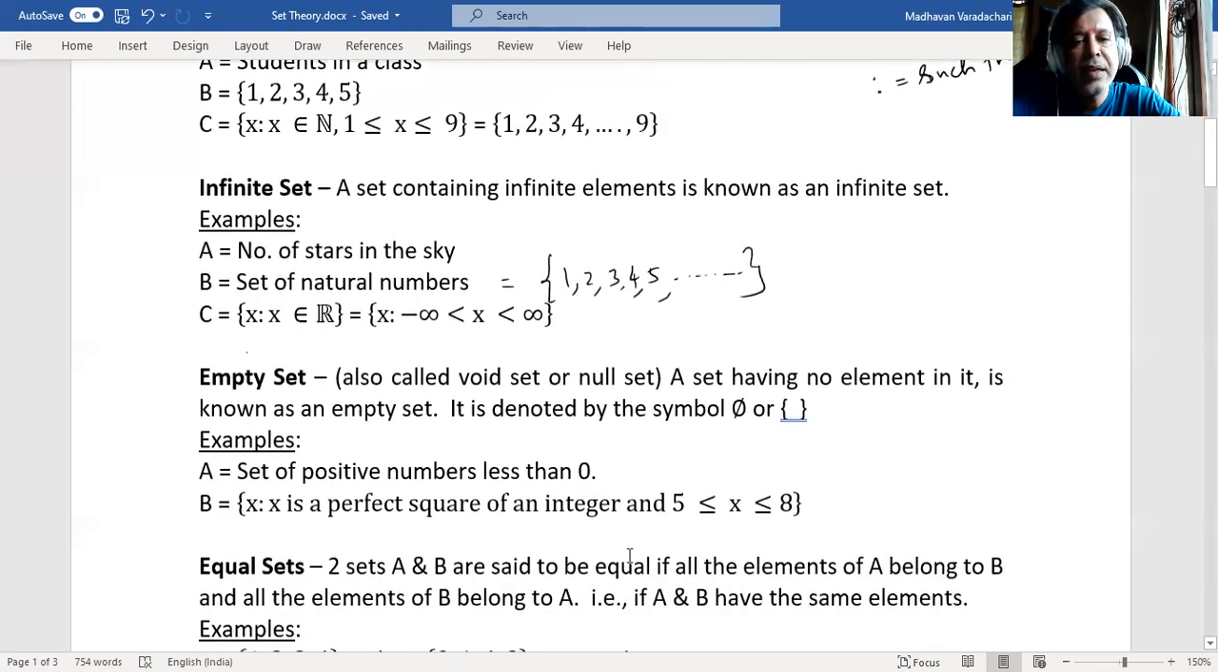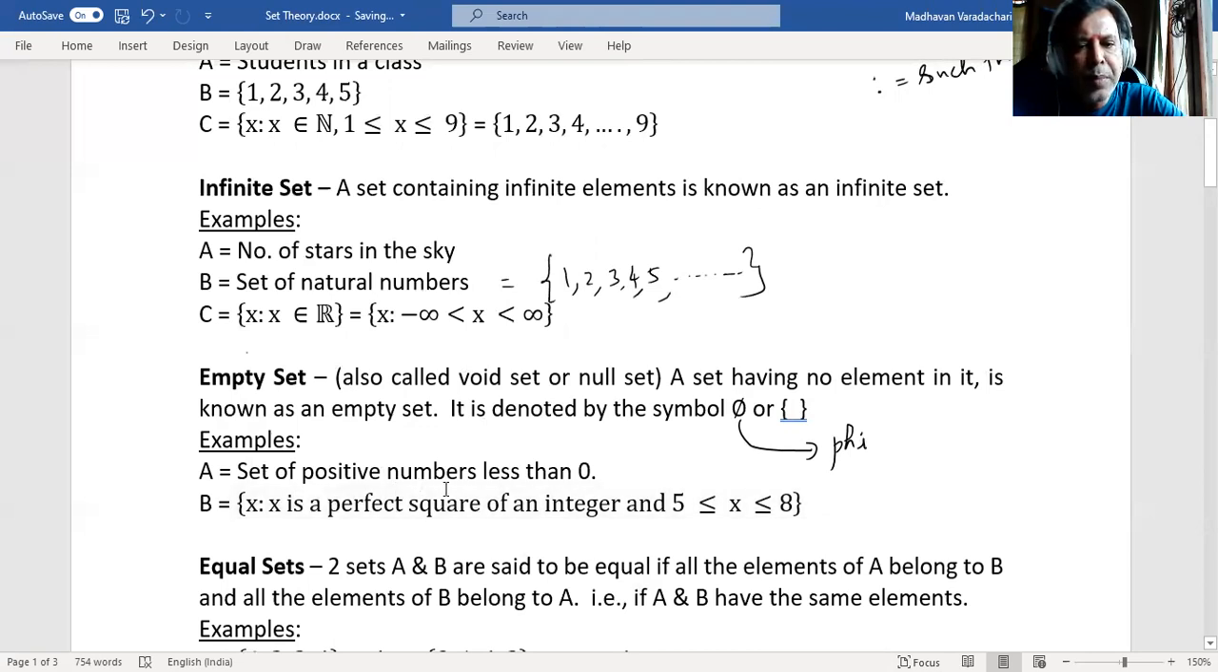Next is the empty set. If a set does not have any element in it, you call it an empty set. Other names for it are null set or void set, generally denoted by the symbol phi. Or you can put two flower brackets with no element inside. A set having no element in it is known as an empty set. It is denoted by the symbol phi or this empty set.